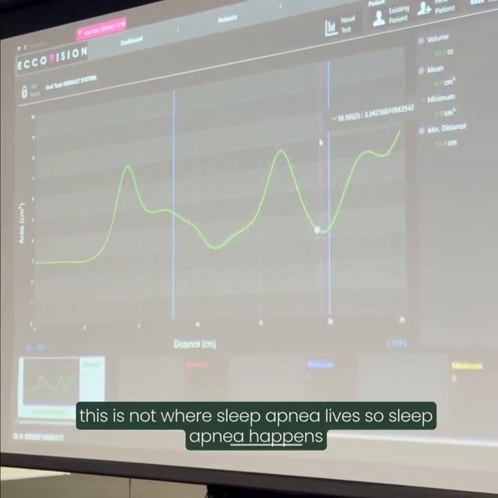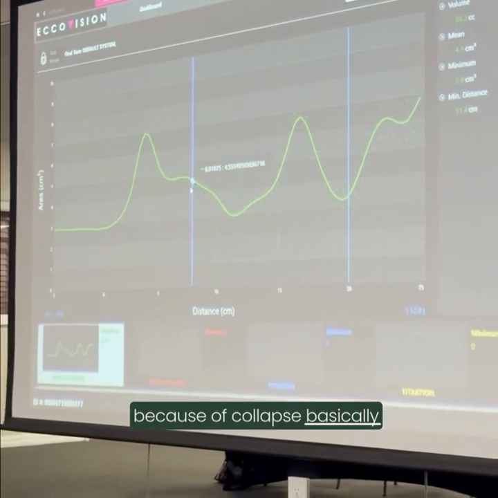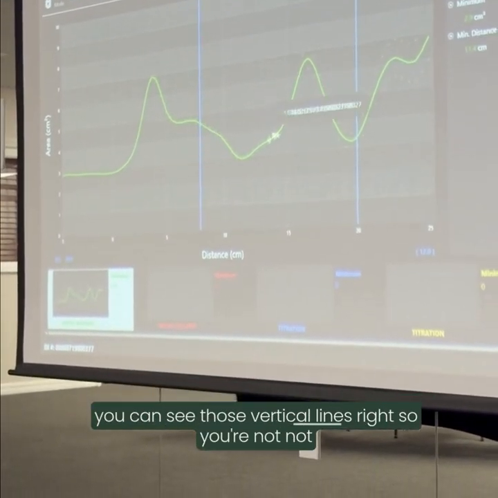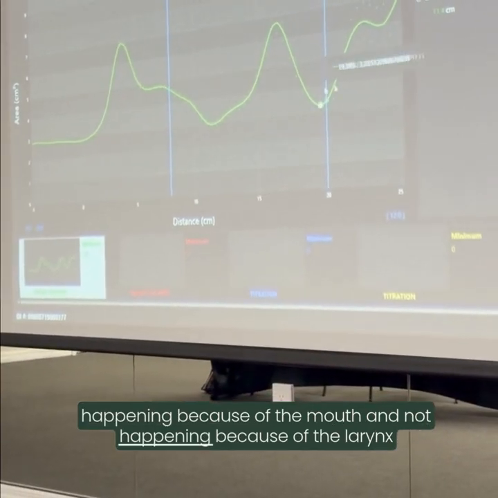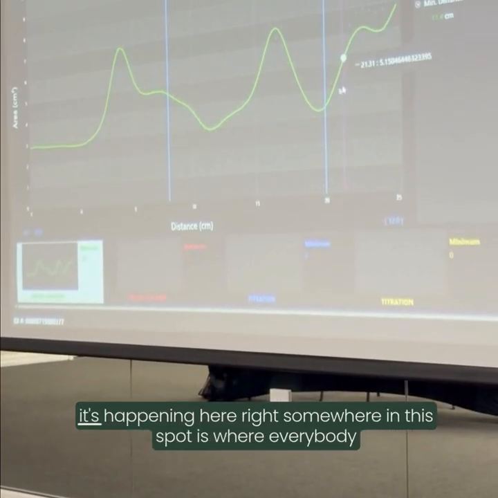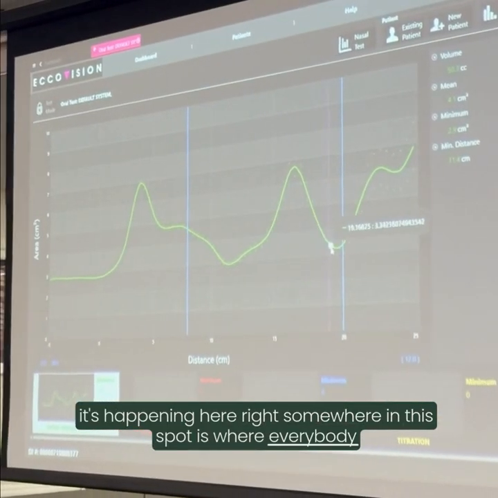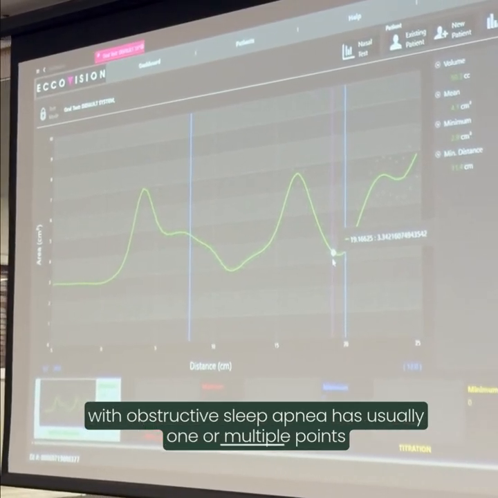So sleep apnea happens because of collapse, basically between these 2 blue lines on the screen. You can see those vertical lines, right? So it's not happening because of the mouth and not happening because of the larynx. It's happening here, right? Somewhere in this spot is where everybody with obstructive sleep apnea usually has 1 or multiple points of obstruction.